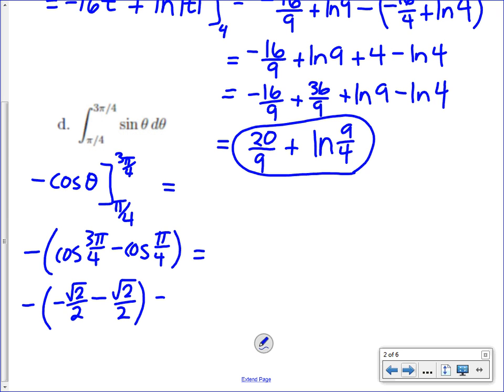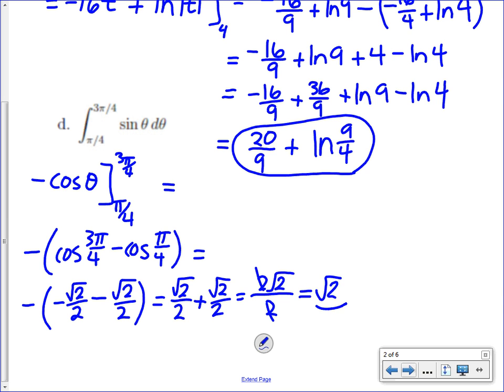Now if I distribute my negative, I'm going to get square root of 2 over 2 plus square root of 2 over 2. I'm adding fractions. I have a common denominator, so I can just add my numerators, put it over my common denominator, but then I can simplify it to just square root of 2.